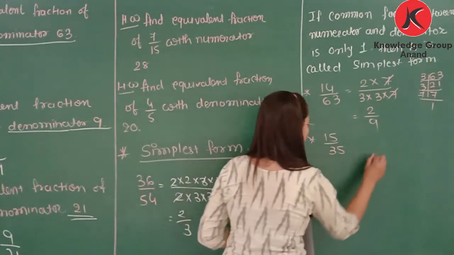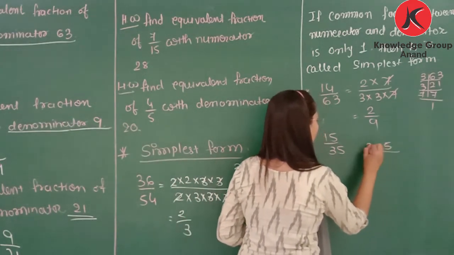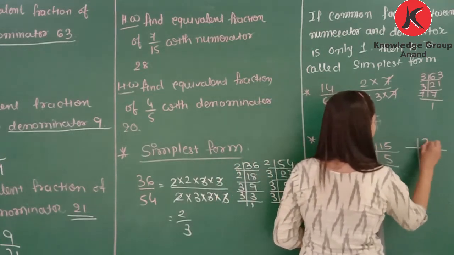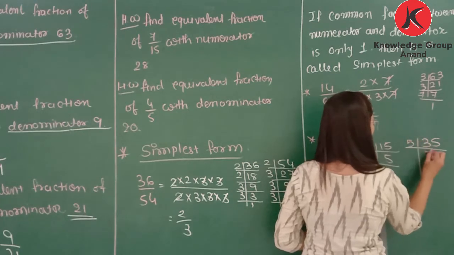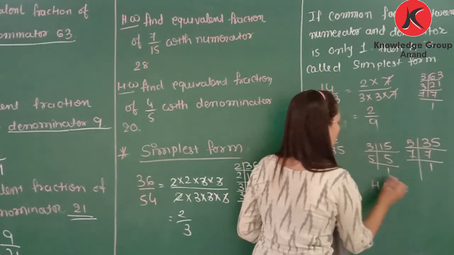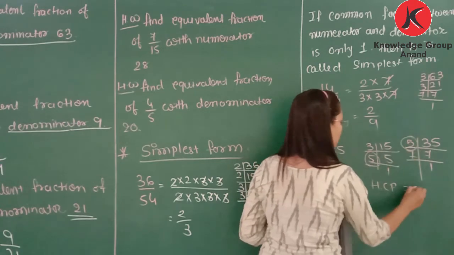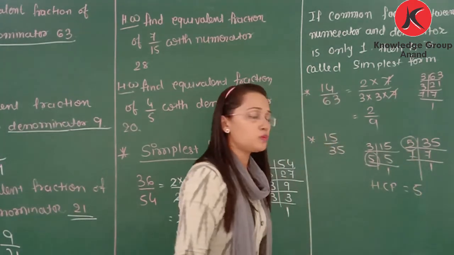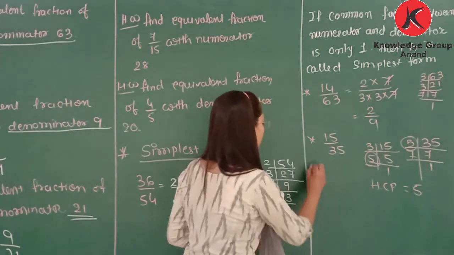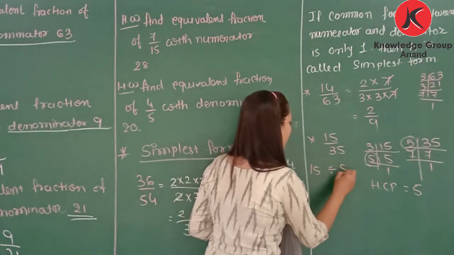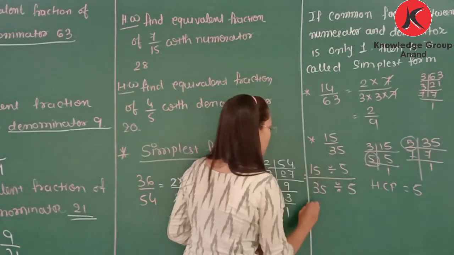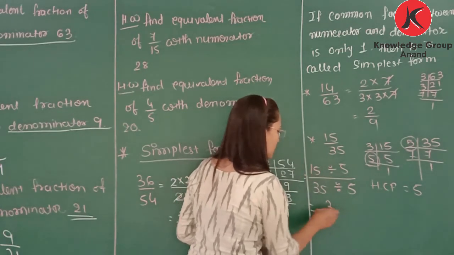So let's find. Now you know how to find the highest common factor. So what is the LCM? Common between 2, that is 5. It means you need to divide this two number with 5. 15 divide 5, 35 divide 5. So you will get 3 7.